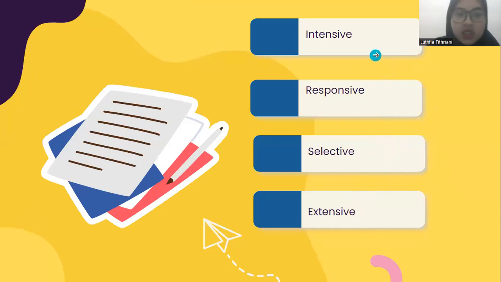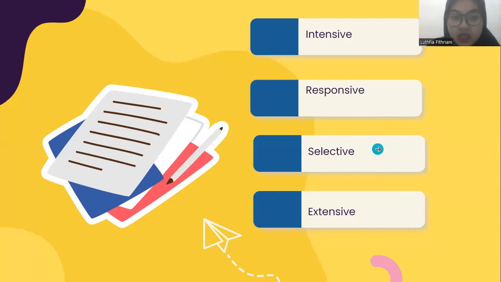The first is intensive. Intensive listening is a type of listening for perception of components, for example, recognizing phonological and morphological elements. The second type is responsive. Responsive is a type of listening to a relatively short stretch of language in order to make an equally short response, or an appropriate response to a question.